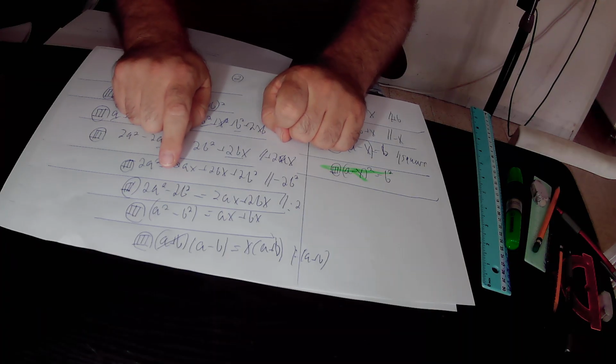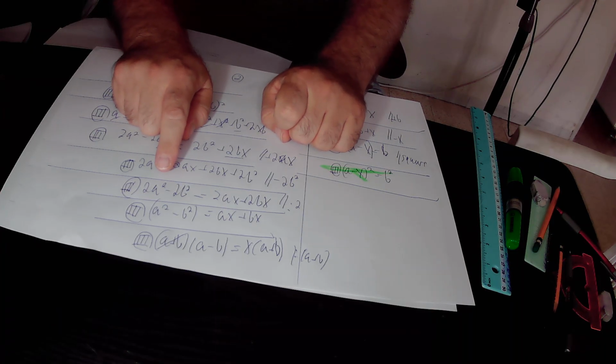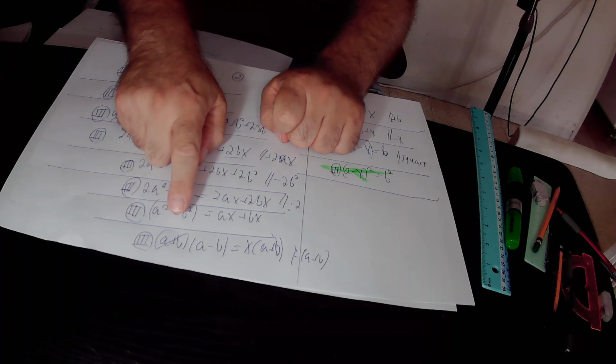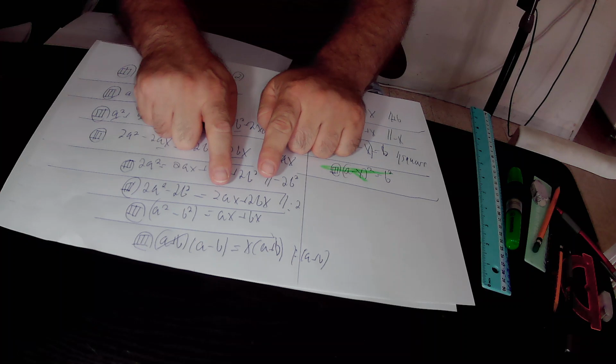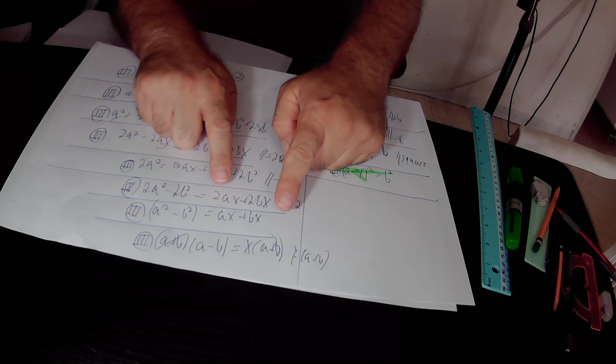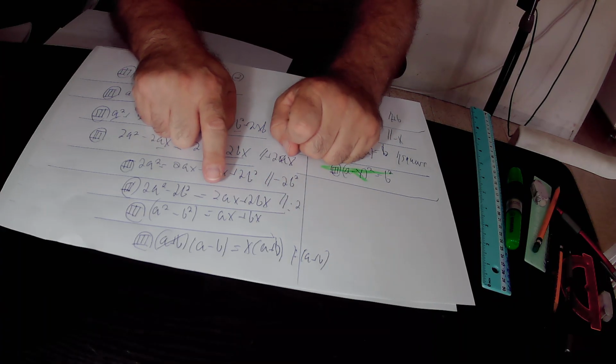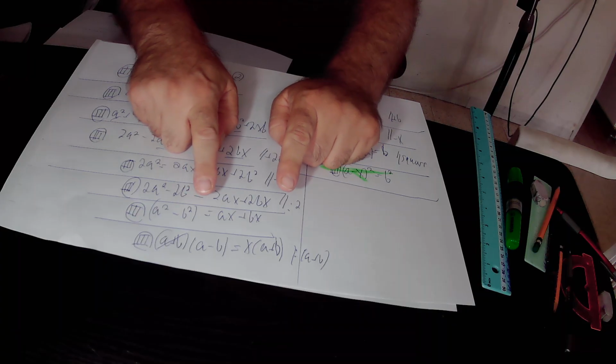We have the famous algebraic identity that says that a squared minus b squared equals (a plus b) times (a minus b), and it equals ax plus bx. Here we took out x as a common factor from those two expressions, so inside the brackets we have a plus b. So in total, we found out that (a plus b) times (a minus b) equals x times (a plus b).